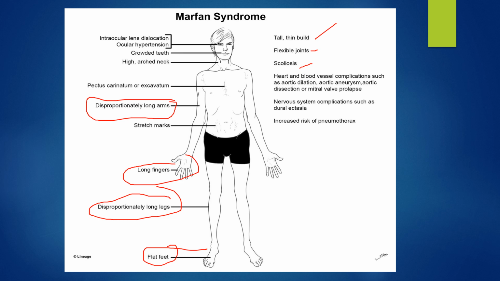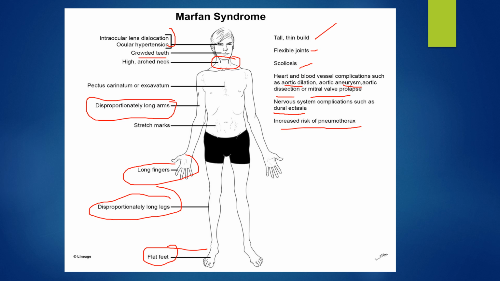They end up having heart and blood vessel complications like aortic dilation, aneurysms, dissections, and mitral valve prolapses. They also have nervous system complications such as dural ectasia. They also have increased risk of pneumothorax. And when you look at their eyes, they tend to have intraocular lens dislocation or ocular hypertension. They may have crowded teeth and a high, long, arched neck. These are some of the symptoms of Marfan syndrome.